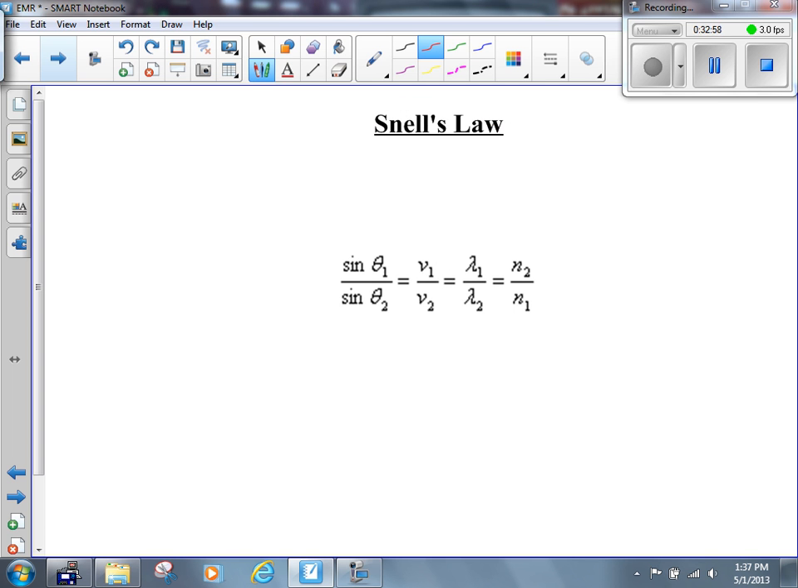Now we're going to talk about Snell's law, which is the relationship between the angle of incidence and the angle of refraction. The angle that it comes in at and the angle that it comes out at, relative to the speed, relative to the wavelength, and relative to the index of refraction. Draw a little picture here. Okay, there's my boundary between one material and the next material, and that dotted line is my normal line. This arrow is going to represent my wave, my beam of light, in the first medium.